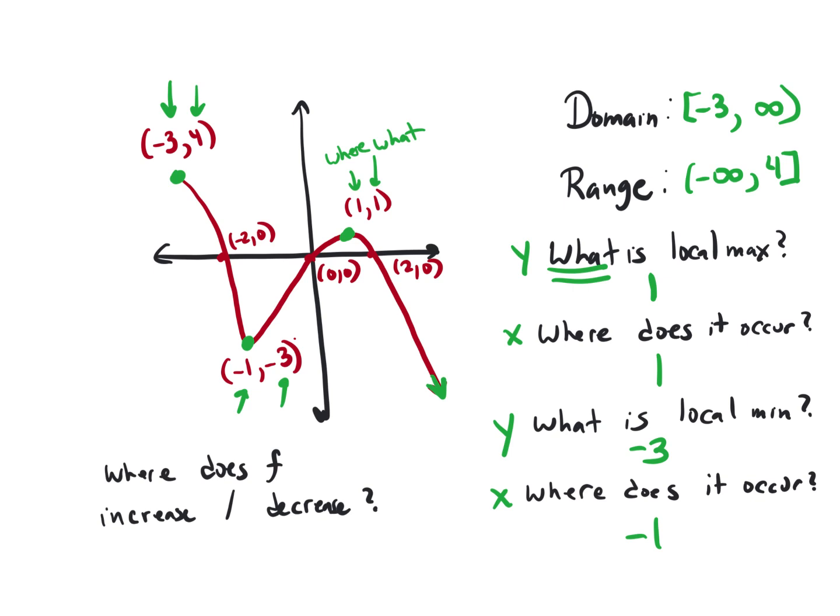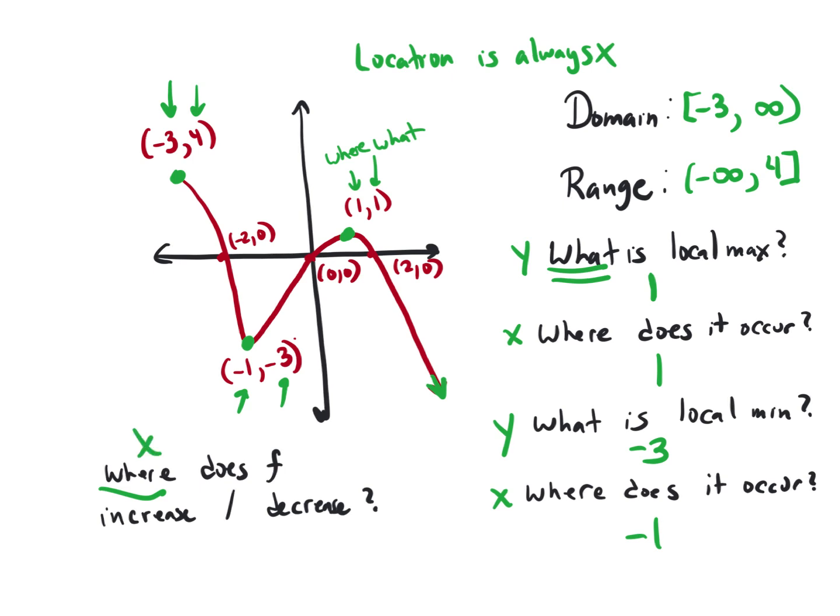So, I mean, it can always be worded a little different, but something like that. Something that refers to location is always x. And that's going to help us on our next problem as well, where it says where does the function increase, decreasing? Because it says where, so that's going to be x values.